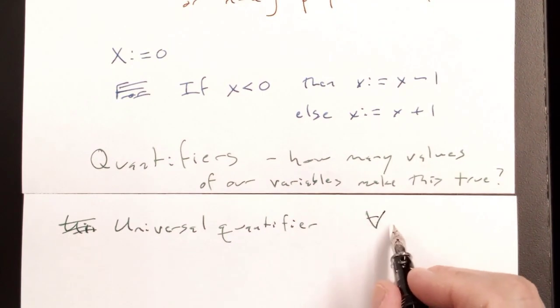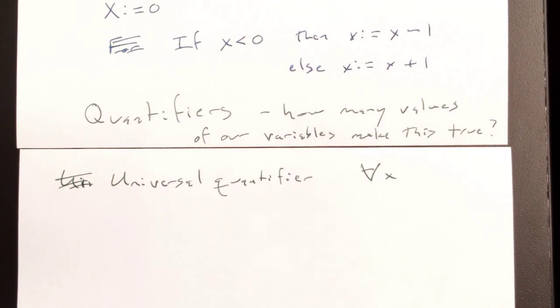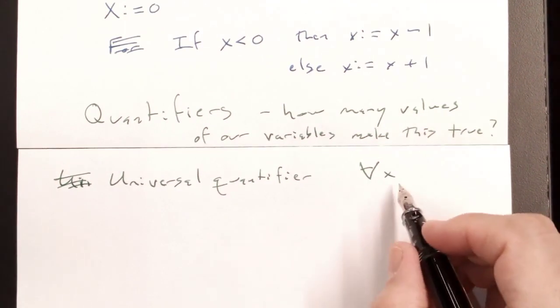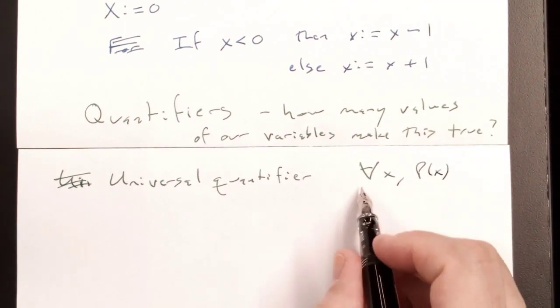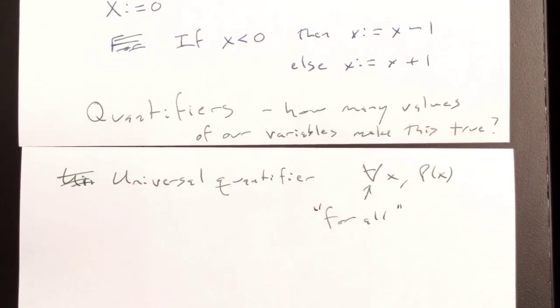The universal quantifier is written as an upside down capital A. So I could say something like this: for all x, P of x. It applies to every value of x available in our universe. Universal makes sense now. P of x is true for every possible x in the universe I am talking about.